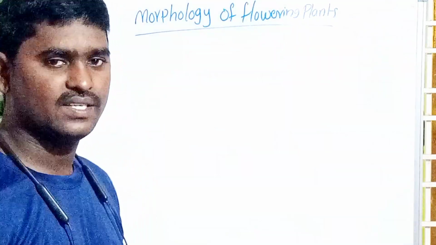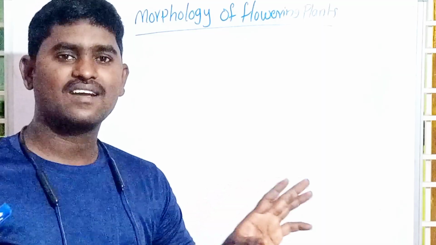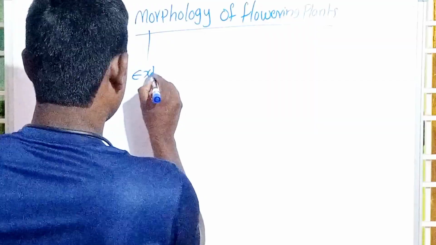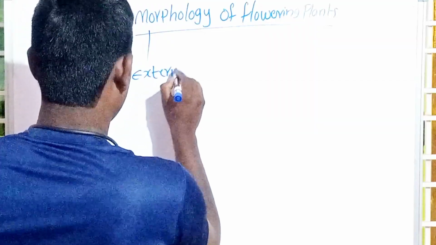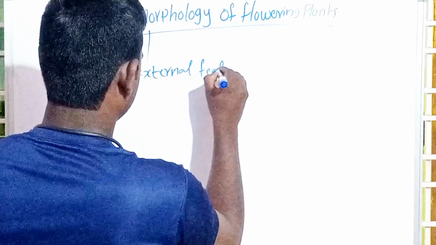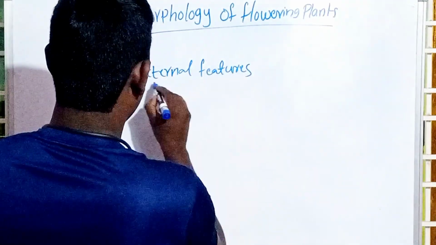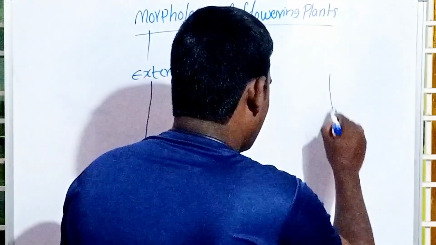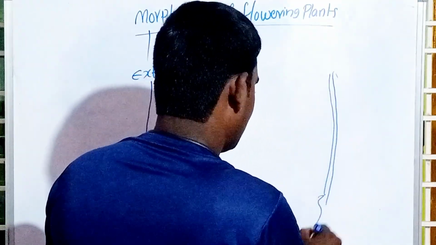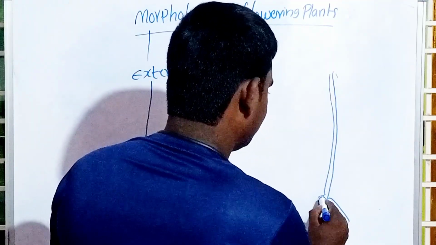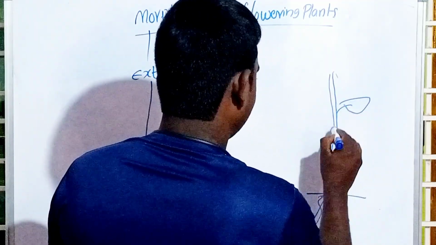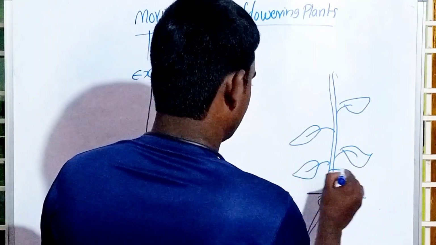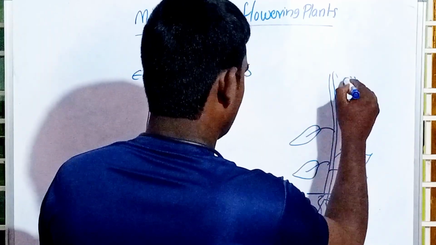The study of external features is called morphology. What are external features? You have seen the diagram: root system and shoot system.